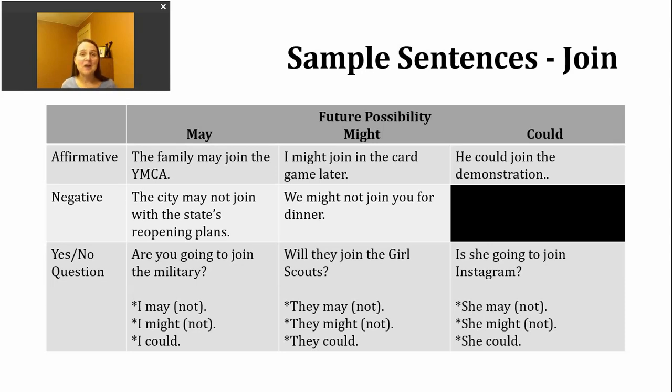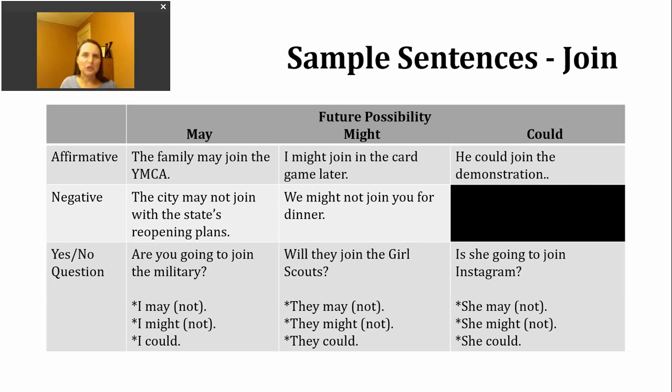The nice thing about all 3 of these modals is in the affirmative, no matter what my subject is, I can use one of the modals, then the base verb, and that's it. I'm all set in conveying that idea. So let's take a look at 3 affirmative examples of future possibility using our verb join. The family may join the YMCA. So I think this was our 3rd definition about joining a club. This is maybe they want to swim and play basketball and take fitness classes.